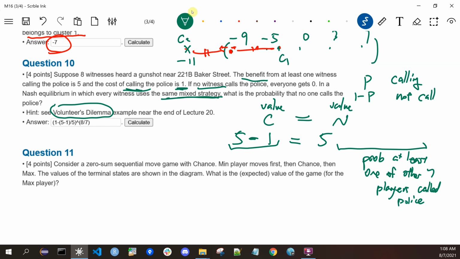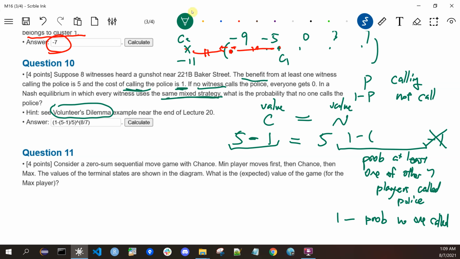And then I won't incur cost, so I don't have this minus 1 here. That's basically my value. So the problem here is just computing what this probability is. So let's see. The probability of at least one person calling is just 1 minus the probability of no one else called. That's easier to compute.